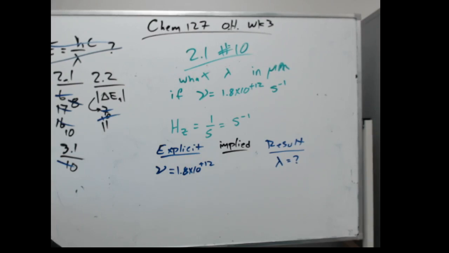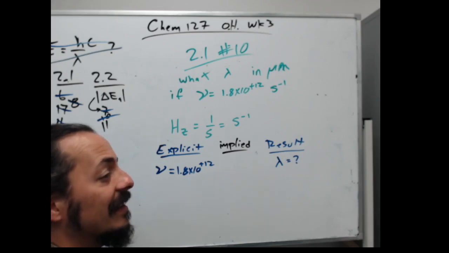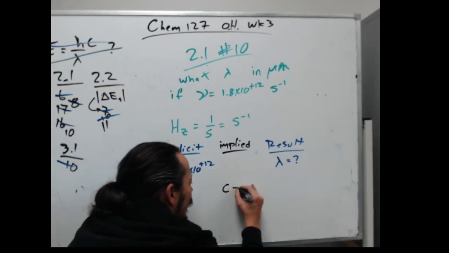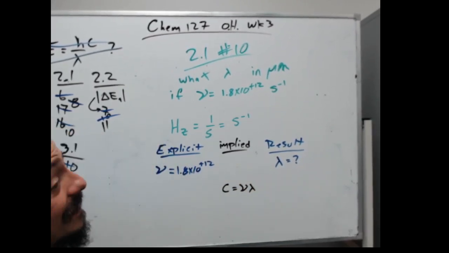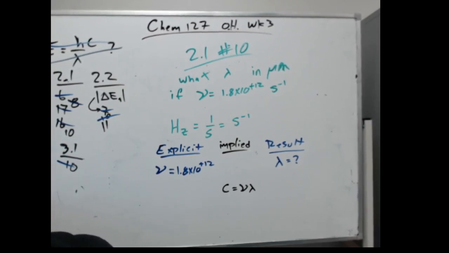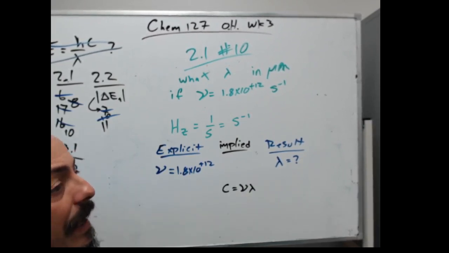When I look at the equations sheet, there's one equation that uses those 2 variables. Let me make sure I'm not lying. There's kind of 2, but there's one that just uses those 2 variables. Do you see it? C equals lambda nu. Yeah, not V, nu. I know the scripts, none of the fonts really do the nu as swoopy as I like to make it.